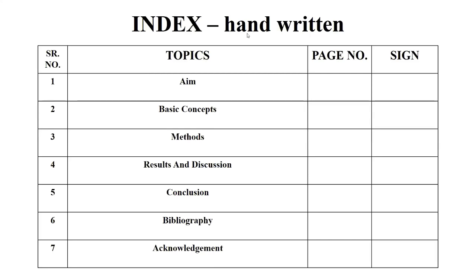Now the third page in your project file is going to be the index page, and it should look exactly like this. Now you don't have to type it. The index page should be handwritten. In fact, all the pages after the cover page are going to be handwritten. So as you can see, the index page, the list of the topics and their order is similar to the attitudes project. So now let us start by discussing each of these topics in detail.